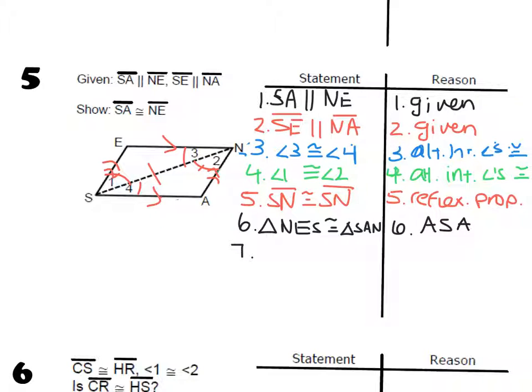Our final step then is to name the parts we wanted congruent, so SA and NE. I'm actually going to do NE and SA, simply because NE is in this triangle and I like having them lined up. If you don't like that though, that's okay. You're going to be fine. So NE is congruent to SA because corresponding parts of congruent triangles are congruent.